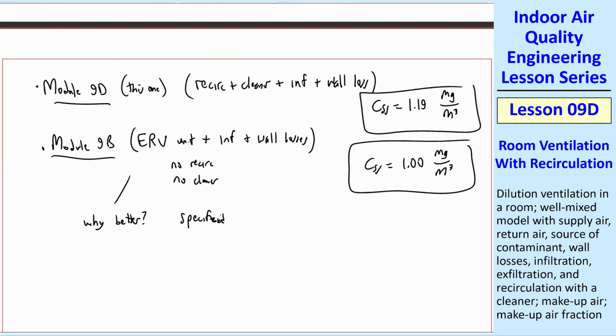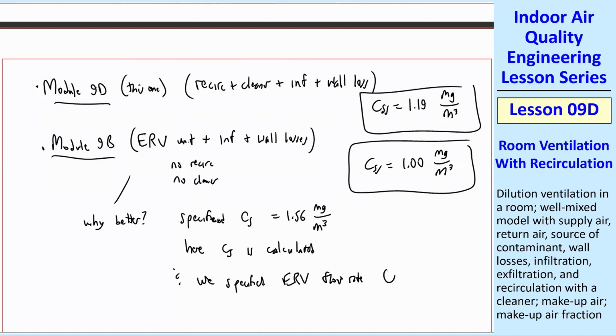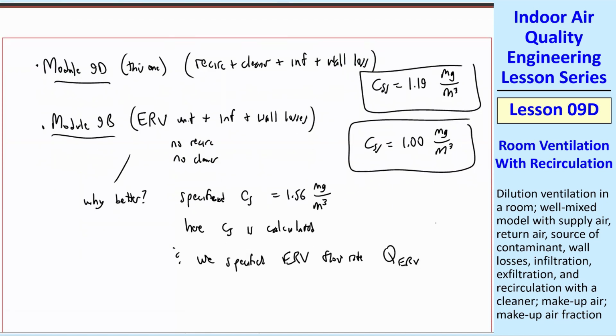We specified CS kind of arbitrarily, 1.56 milligram per meter cubed, a number that I pulled out of the hat, so to speak, whereas here, CS is calculated. It's not just arbitrary. And we specified the ERV flow rate, QERV, which was 100 CFM. We're getting a lot of fresh air in there. If I would pick different numbers, I can get this to be bigger or smaller.